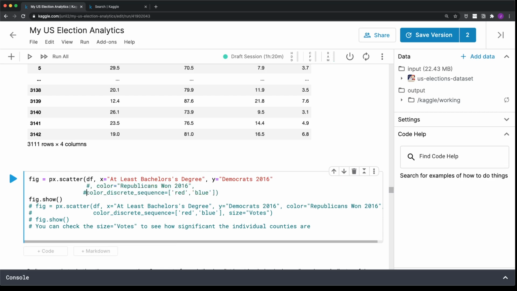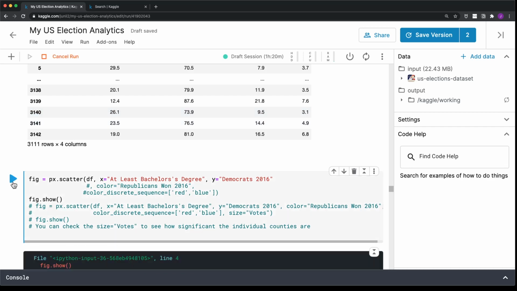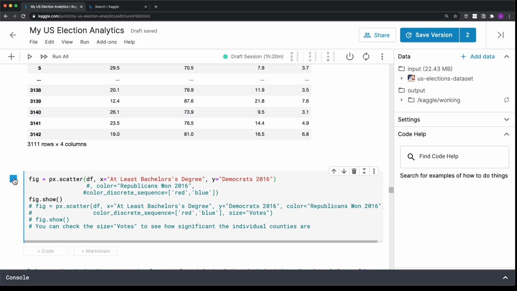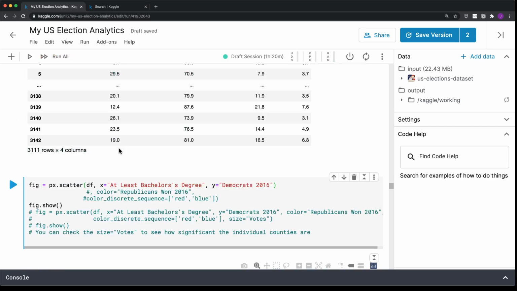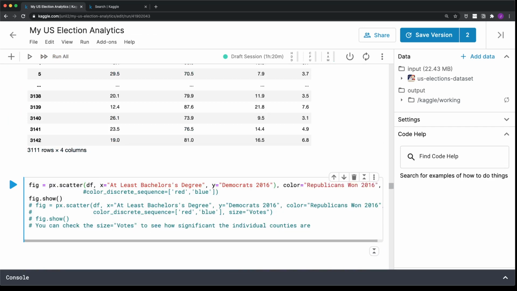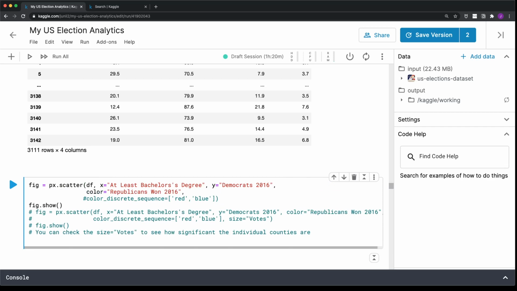Let's show that later. Oh no, parentheses. Okay, this is a scatter plot. Let's make it more informative by providing colors. See, I will say let the color be whether Republicans won in 2016.